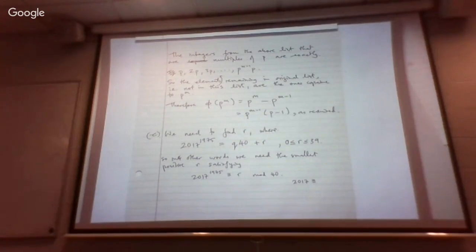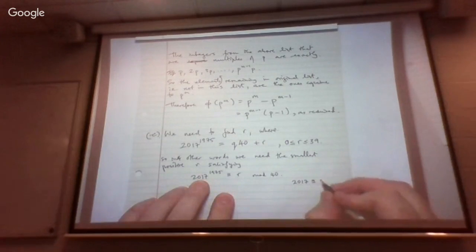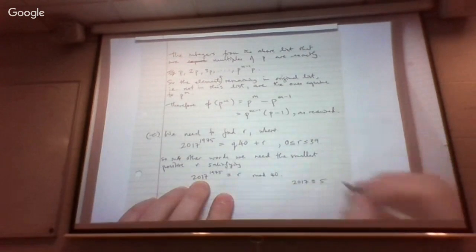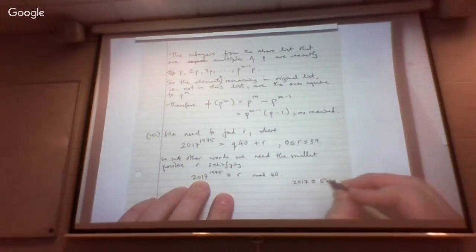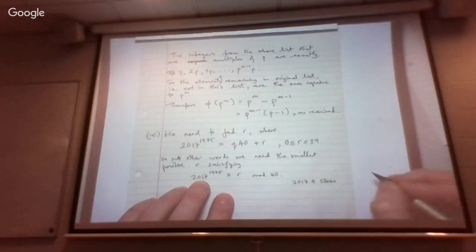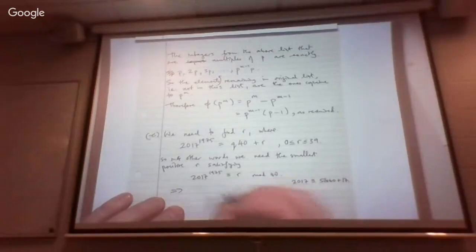To simplify the base we divide by 40. 40 goes into 2017, 50 times, remainder 17. That's okay. So this implies, we're looking for R now, R is congruent to 17 to the 1975 modulo 40.